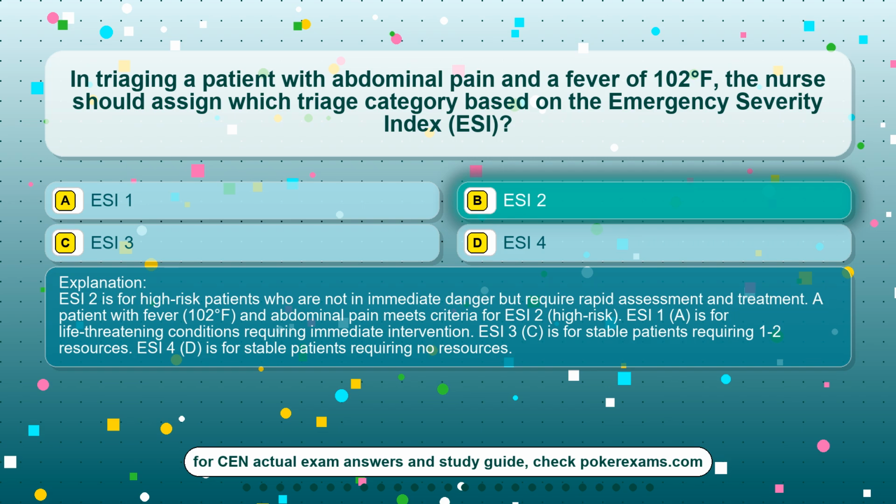ESI 1, A, is for life-threatening conditions requiring immediate intervention. ESI 3, C, is for stable patients requiring 1-2 resources. ESI 4, D, is for stable patients requiring no resources.